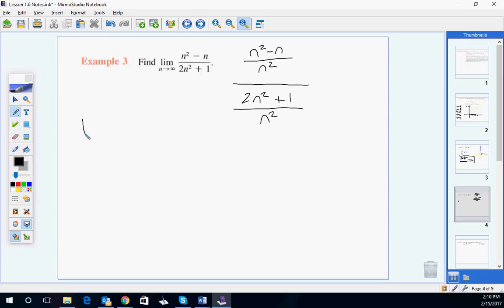So when we do that, it makes things a little bit easier to see. N squared over n squared is 1. N over n squared is 1 over n. 2n squared over n squared is 2. 1 over n squared is 1 over n squared.